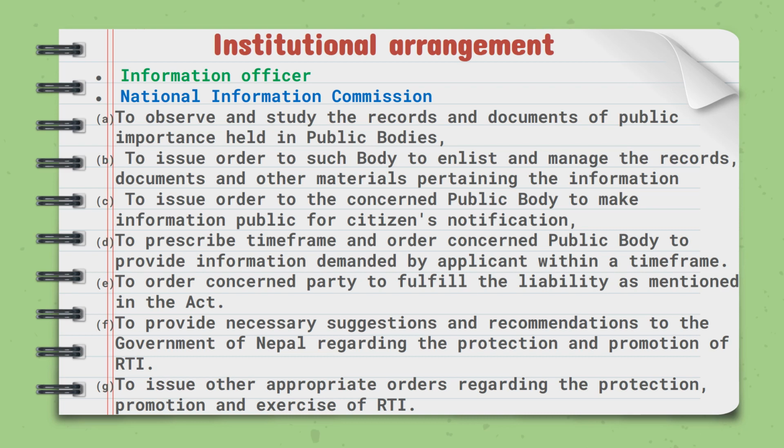Its duties and authorities are as follows: to observe and study the record and document of public importance held in public body, to issue order to such body to enlist and manage the record, document and other material pertaining to information, to issue order to concerned public body to make information public for citizens by notification, to prescribe time frame, to order concerned public body to provide information demanded by applicant within a time frame, to order concerned party to fulfill the liability as mentioned in the Act, to provide necessary suggestion and recommendation to the government of Nepal regarding the protection and promotion of right to information, to issue other appropriate order regarding the protection, promotion and exercise of right to information. These are the responsibilities and powers of National Information Commission.